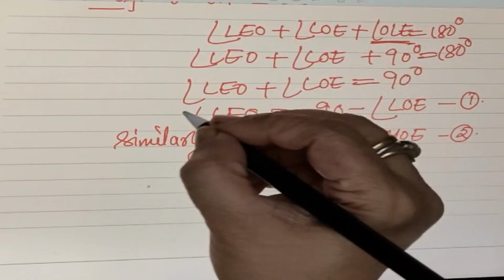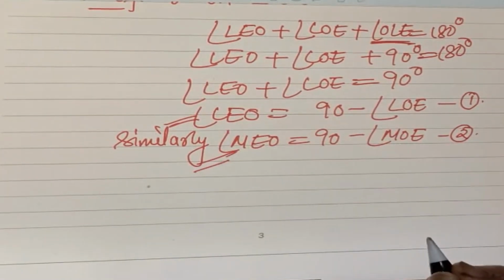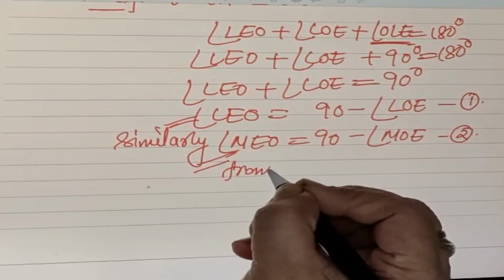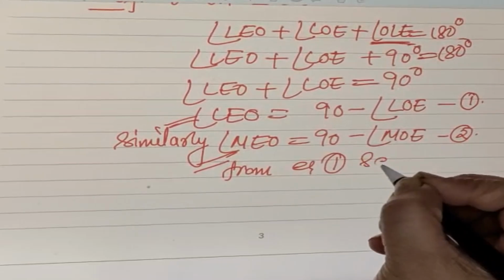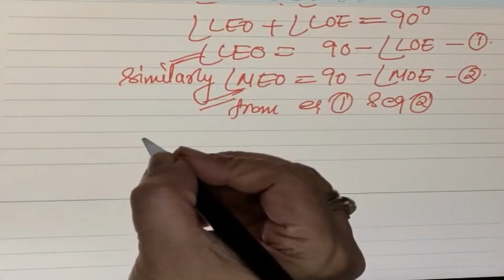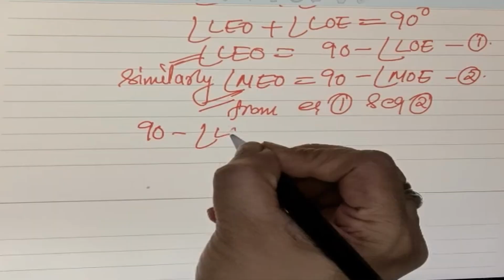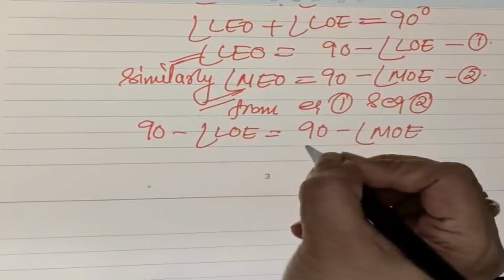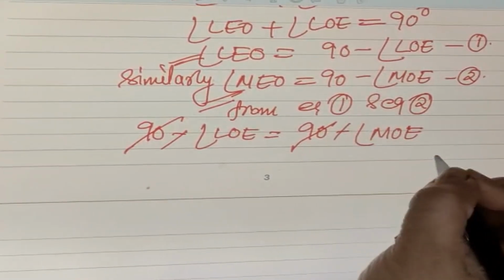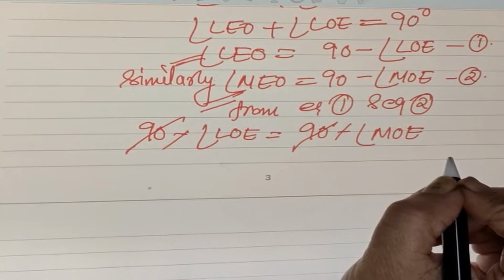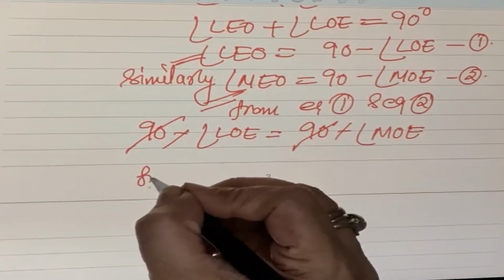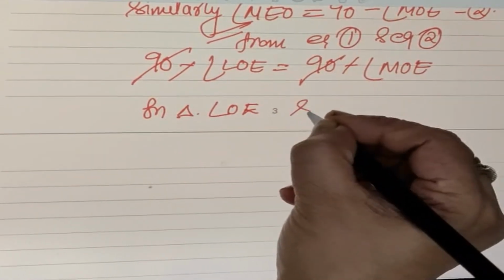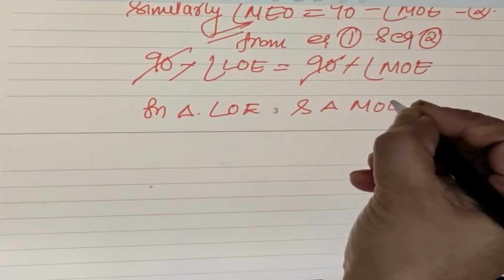Now we know that LEO and MEO are equal, which is given in the question. So I can equate equation 1 and equation 2. We got it: 90 minus LOE is equal to 90 minus MOE. This cancelled. We proved it. These two angles which are at the center are also equal. Now I am taking triangle LOE and triangle MOE.